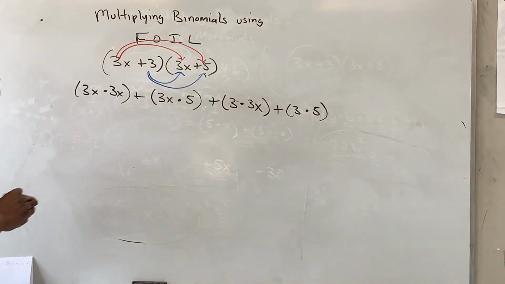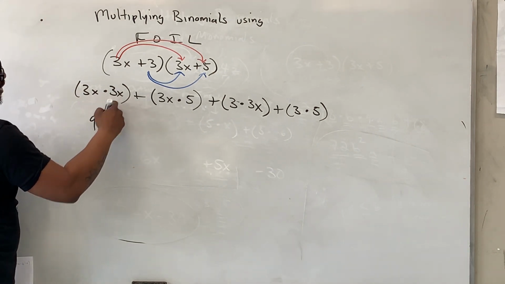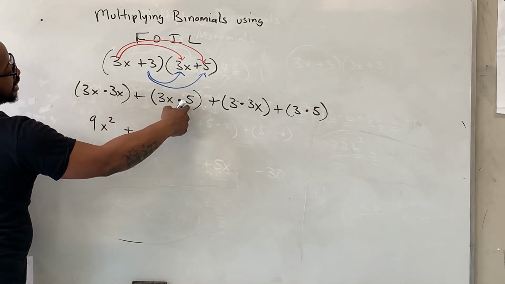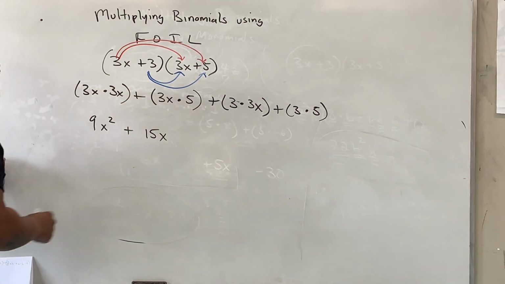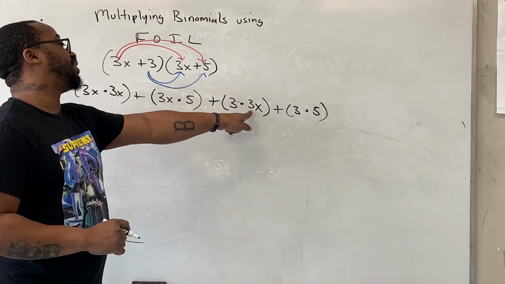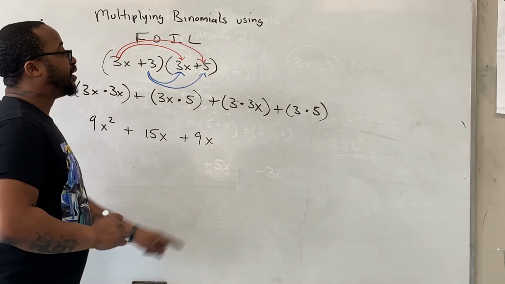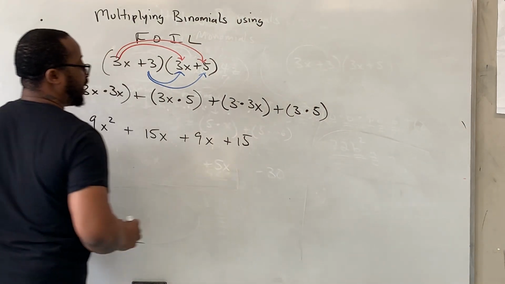And now this is where I can start to put it together. 3 times 3 is going to be 9x, and x times x is x squared. Here 3x times 5, 3 times 5 is 15, and then just bring the x down. Same thing here, 3 times 3 is just 9, and then bring the x down. 3 times 5 is 15, okay?